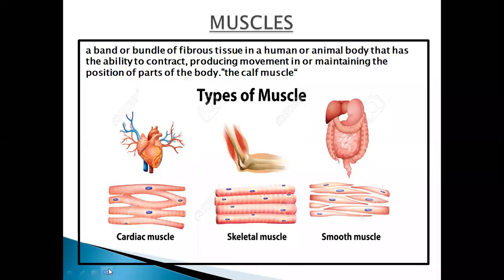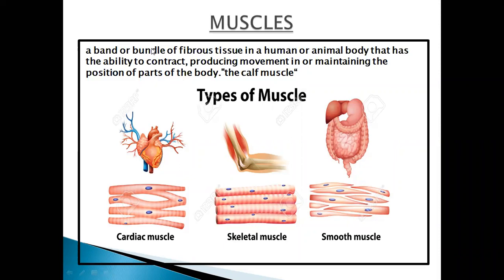Okay, class, now we are going to discuss the muscles. Yes, you have a lot of muscles in your body, class. You have been studying the muscles since the very early science books. Now you are in second year and you must be very familiar with this term, the muscles. What are the muscles? A band or bundles of fibrous tissues in a human or animal body that have the ability to contract, producing movements in or maintaining the position of parts of the body, like the calf muscles.